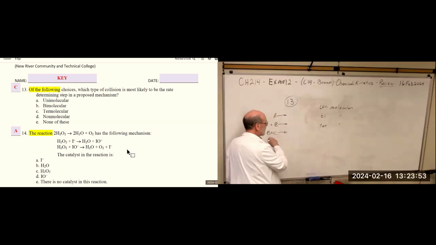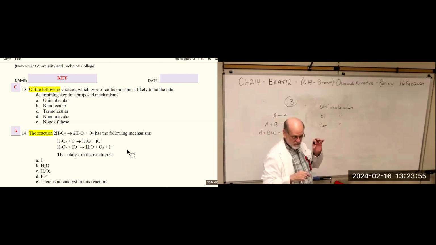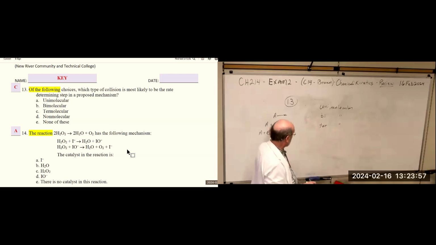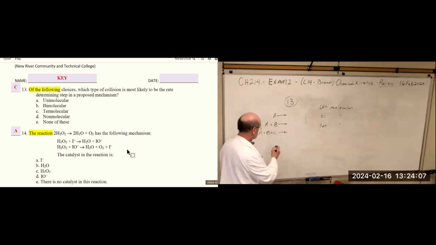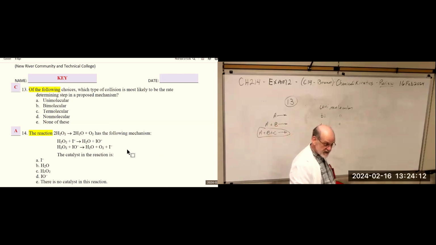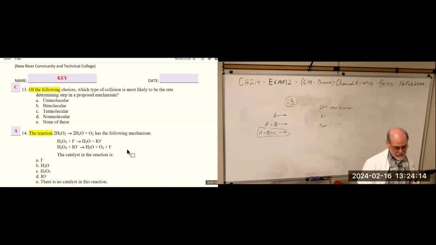So if all 3 of these are in the mechanism, which one would be the rate determining step? The most unlikely one. Termolecular. It's going to be the slowest. And then A plus B is the bimolecular one, and then A is the unimolecular. Yep.